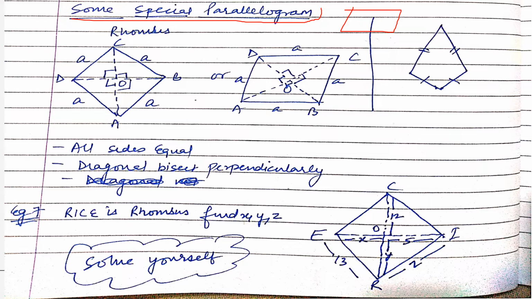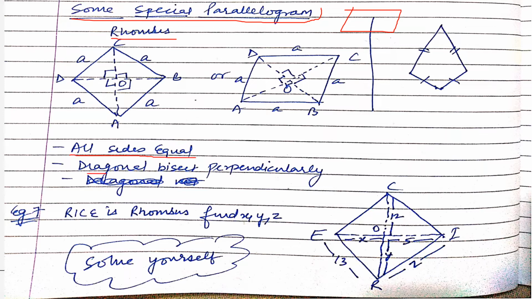you have to understand what difference they have. Okay, so let's start with rhombus. We know a parallelogram is said to be a rhombus if all sides are equal. That's it. Simple definition. So first thing is all sides equal.